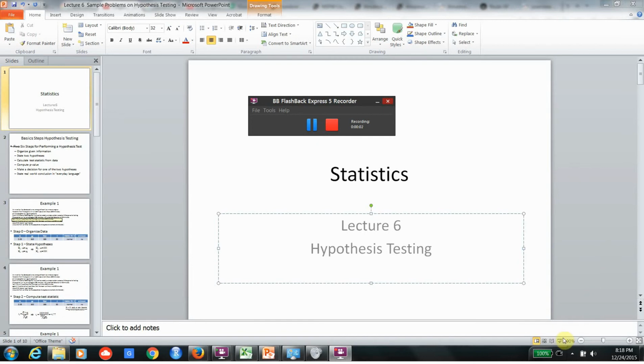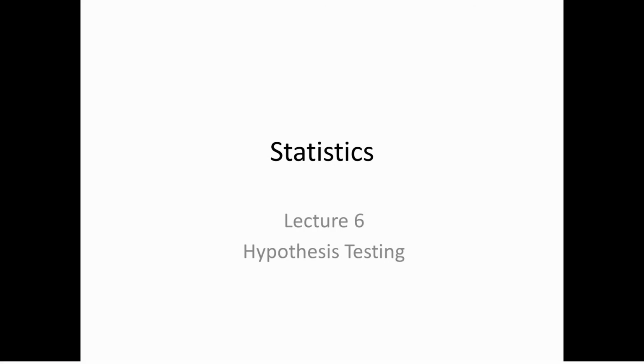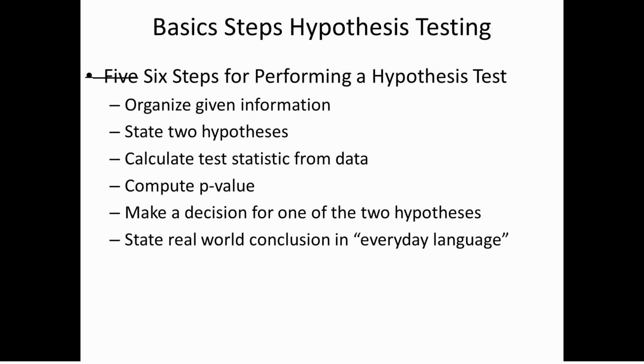Okay, so now I'd like to go through some sample problems on hypothesis testing. I think this will help you do the homework a lot. So remember, we said there were 5 steps. I'm going to amend that a little bit. I'm going to add a 0th step before we state the 2 hypotheses. So I'm going to say that there's 6 steps for performing a hypothesis test.